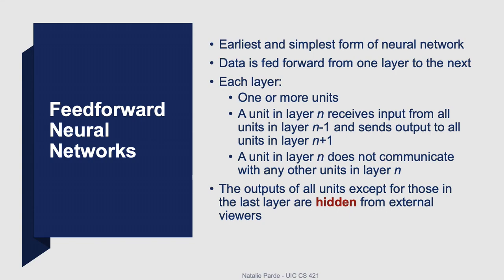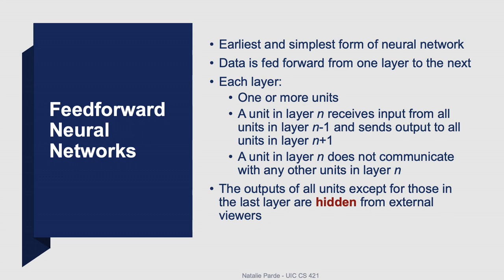Feedforward neural networks are the earliest and simplest form of neural networks. The way they work is pretty straightforward. Data is just fed forward from one layer of the network to the next, all the way from the beginning to the end of the network. Each layer in a feedforward neural network contains one or more units, and each unit in a given layer receives input from every unit in the previous layer and sends output to every unit in the next layer. This is often referred to as being fully connected.